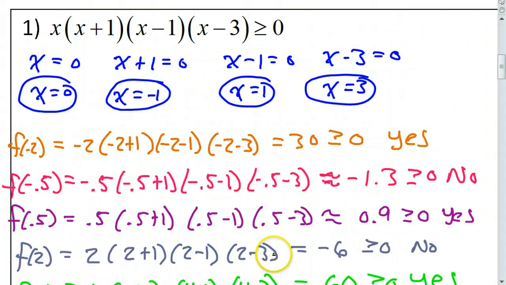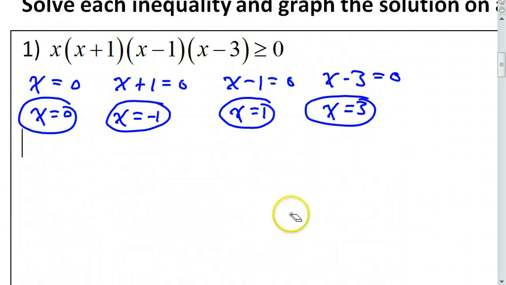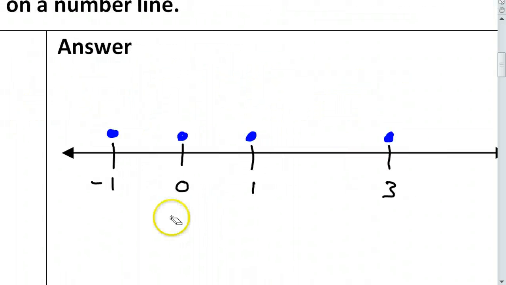Now, let me show you how to do that same problem. I'm going to do the same problem over again using the graphical method. Alright, here's the same problem using the graphical method. The first part is the same. You still need to find the zeros. Alright, you still are going to plot them on a number line like this.